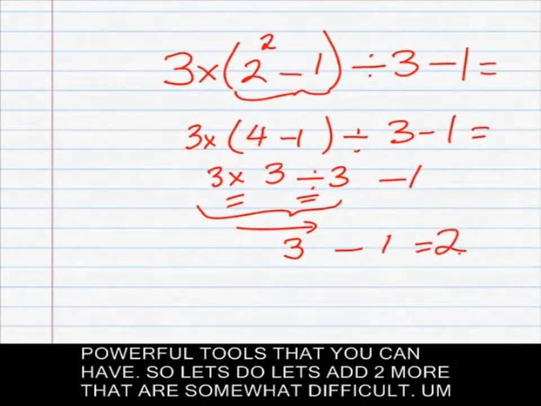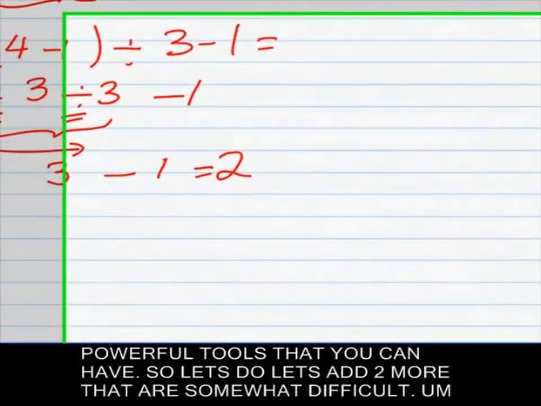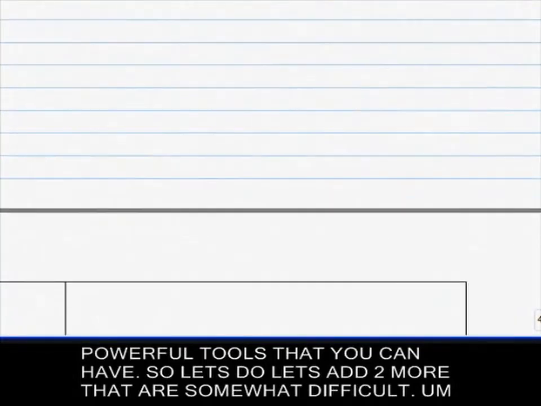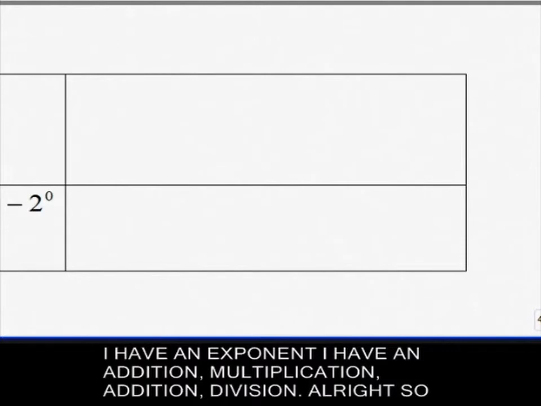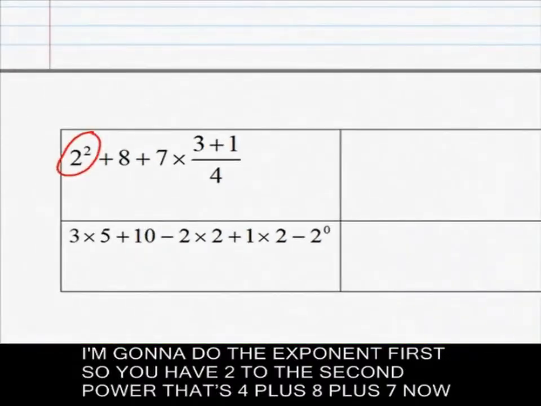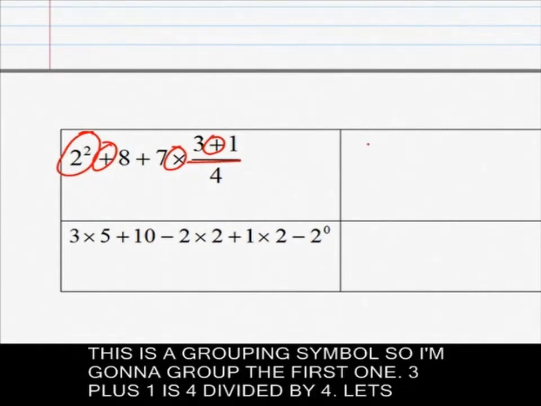So let's add 2 more that are somewhat difficult. I have an exponent, I have an addition, multiplication, addition, division. Alright, so I'm going to do the exponent first. So you have 2 to the second power, that's 4, plus 8, plus 7. Now this is a grouping symbol, so I'm going to group the first one. 3 plus 1 is 4, divided by 4.